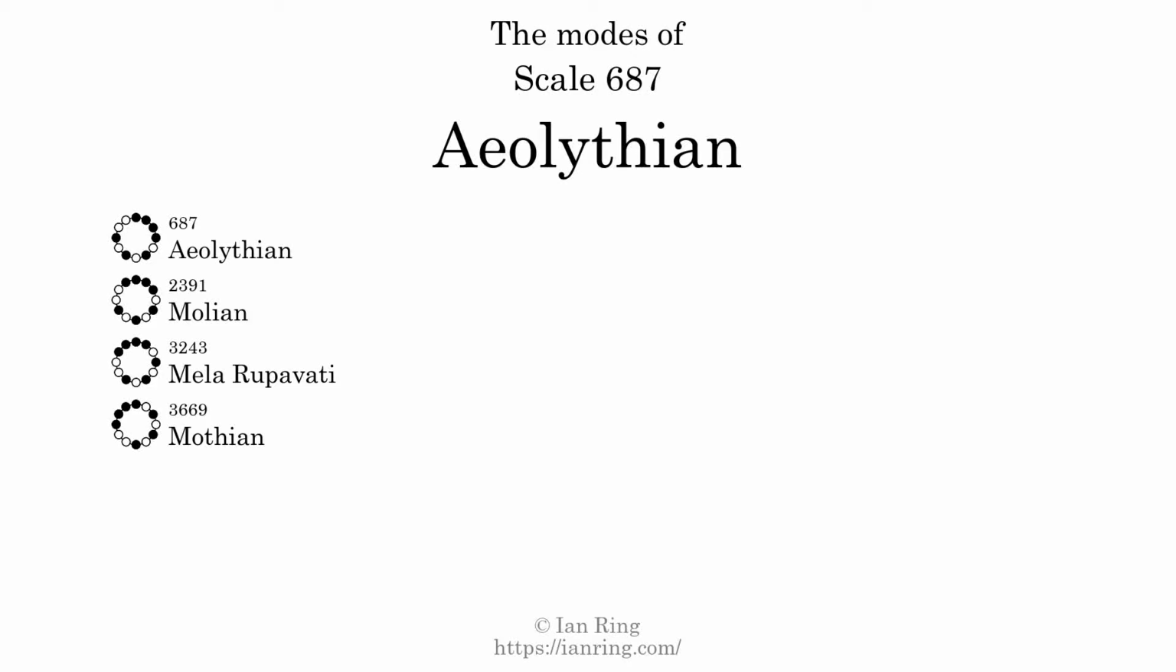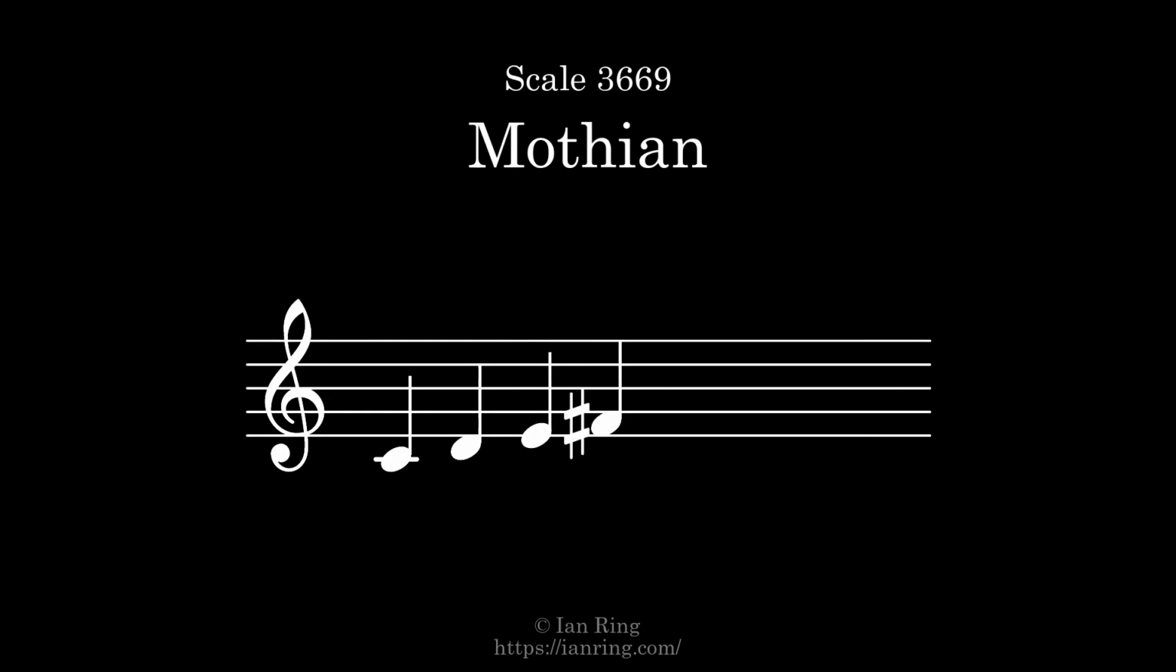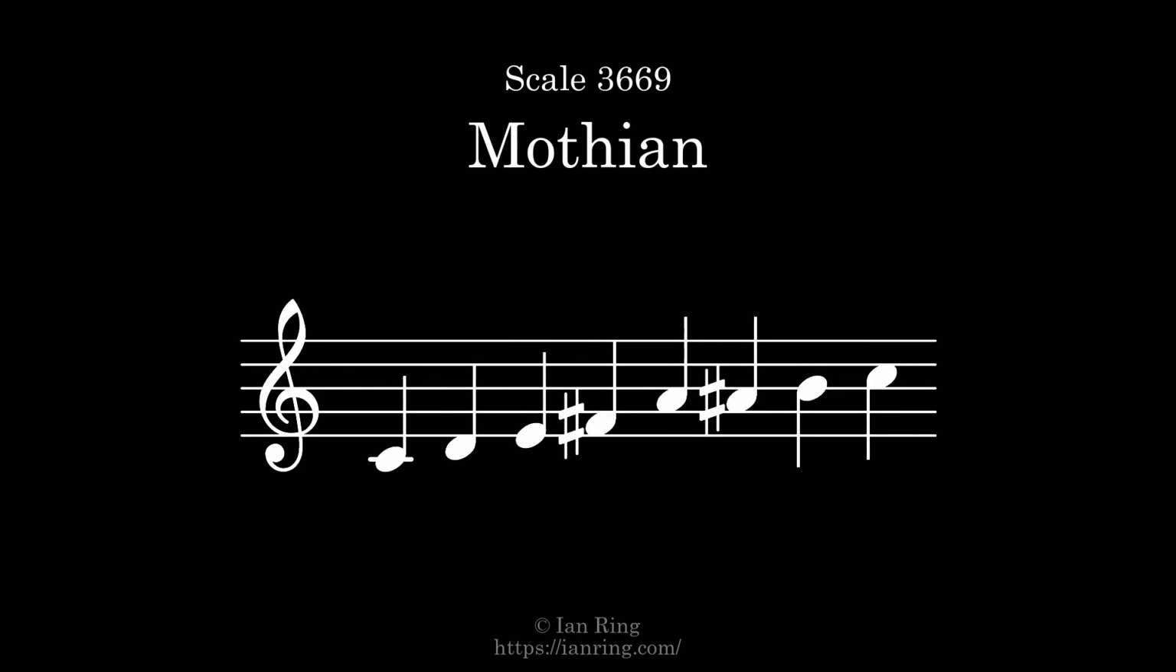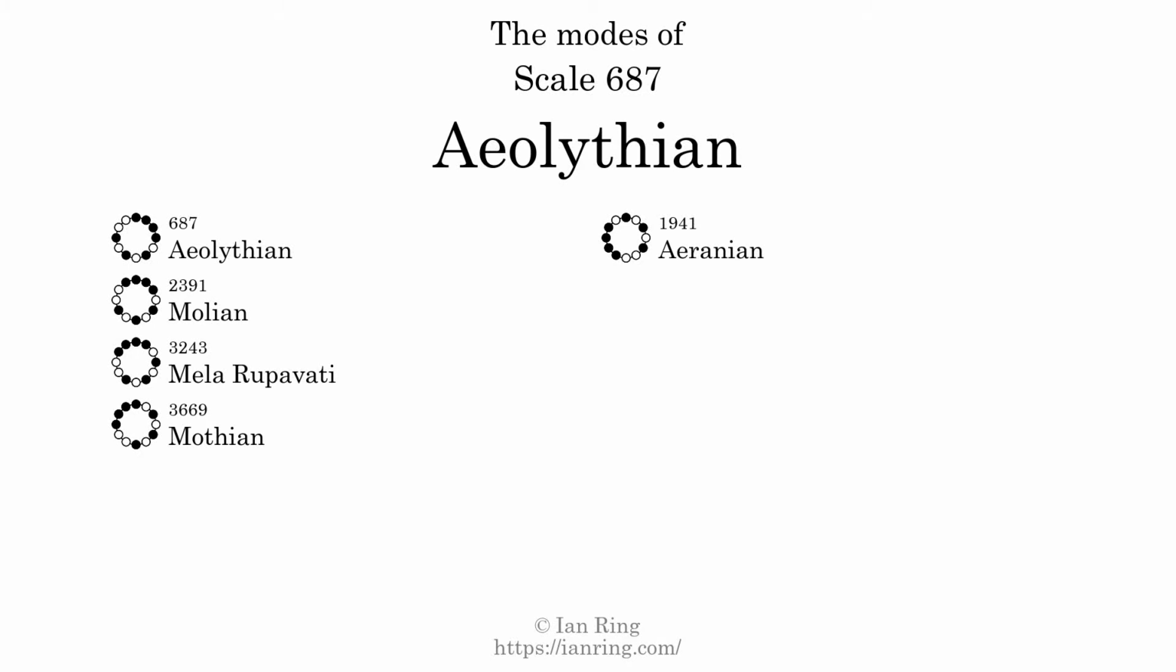The fourth mode is scale 3669, also known as Mothian. It sounds like this. The fifth mode is scale 1941, also known as Iranian. It sounds like this.